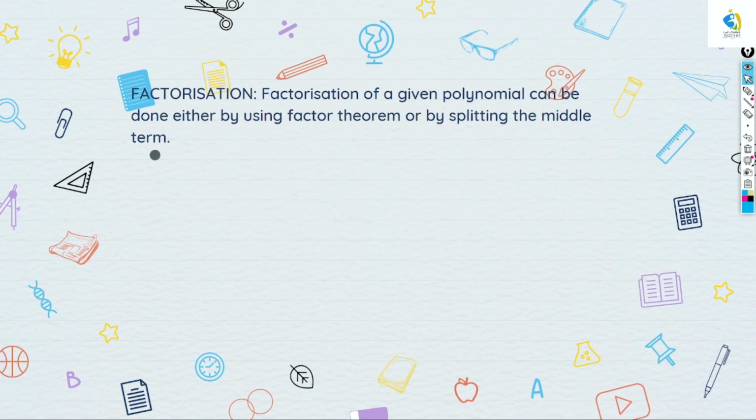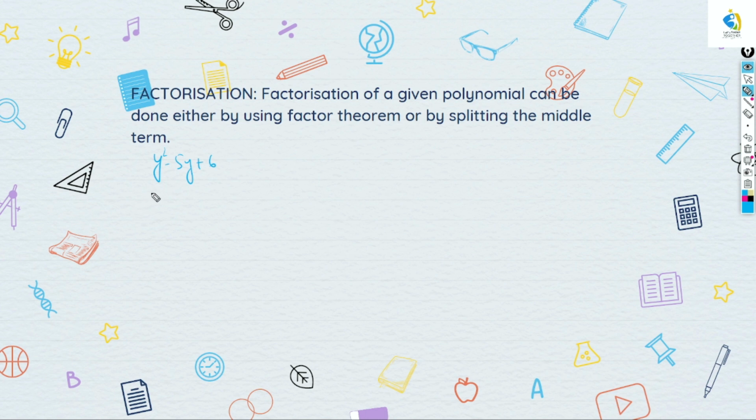Now the next topic is factorization. So factorization of a given polynomial can be done either by using factor theorem or by splitting the middle term. Okay, so factor theorem we have already seen. Now we'll just go for the middle term. I'm considering the same example. Okay, y square minus 5y plus 6.